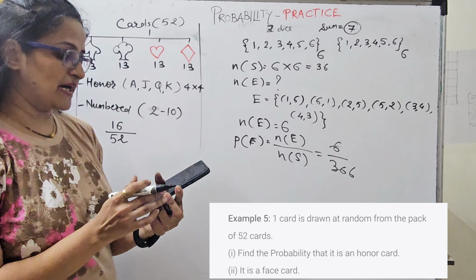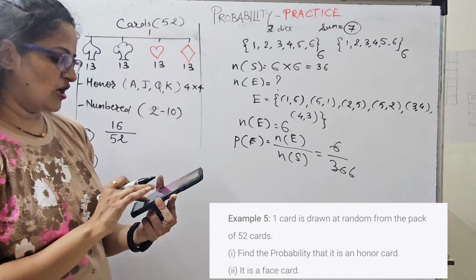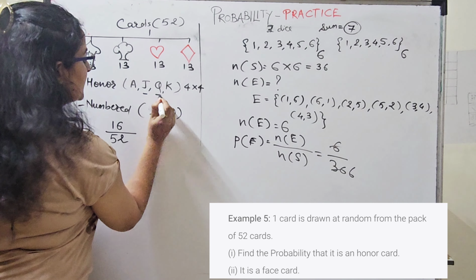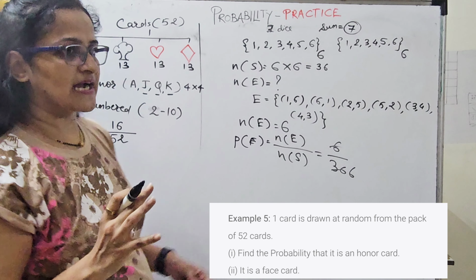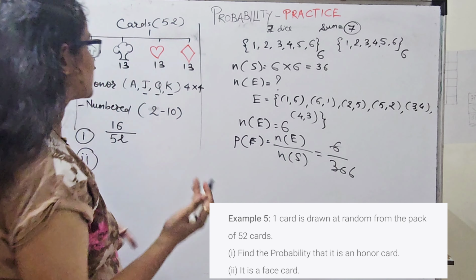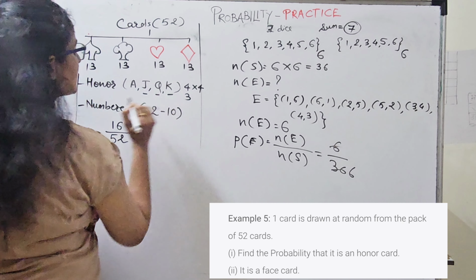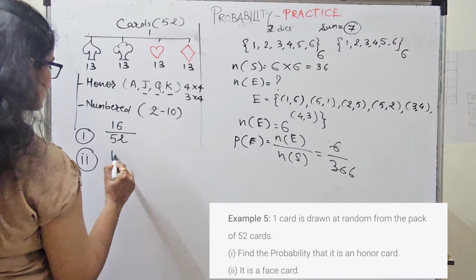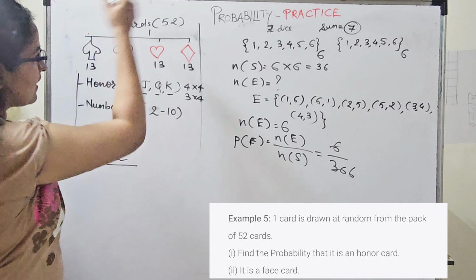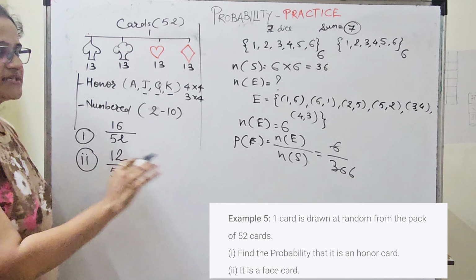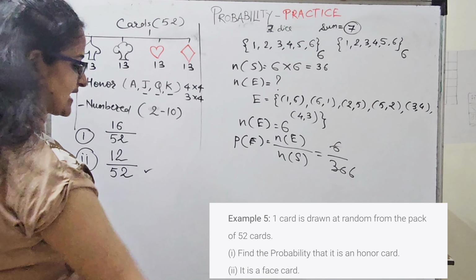Now what's the second part of this question? It has to be a face card. Now face card means Jack, Queen and King. These are your face cards because you have pictures on these cards. That's why these cards are known as face cards. So there are 3 face cards in one suit, and there are such 4 suits. So this is 12 favorable outcomes divided by, again, you are selecting that one card from this whole set of cards, which is 52. So this is your second answer.